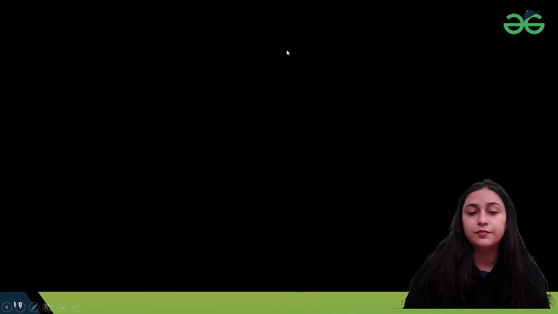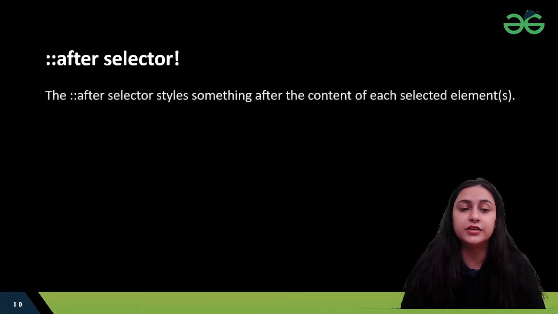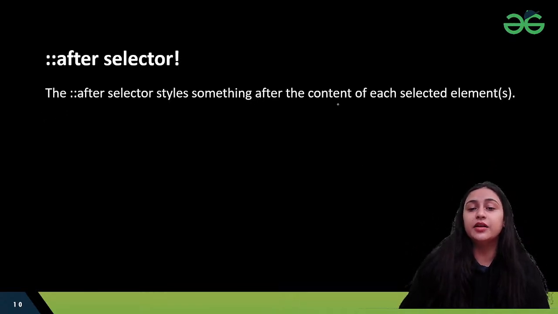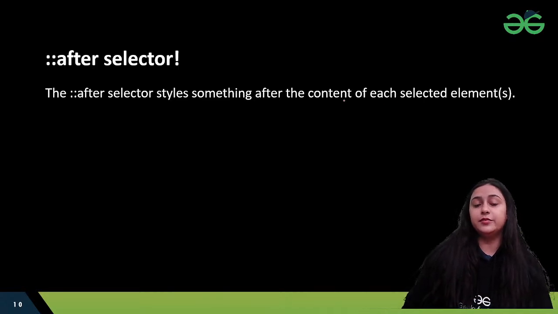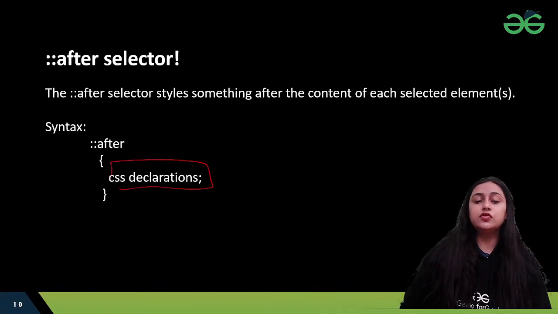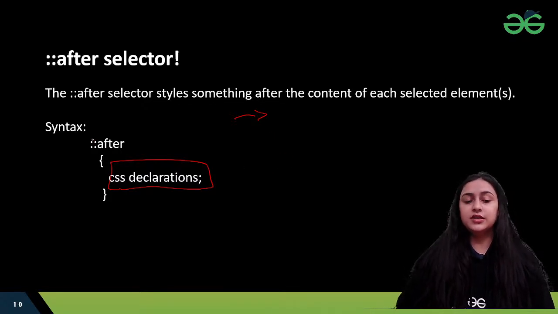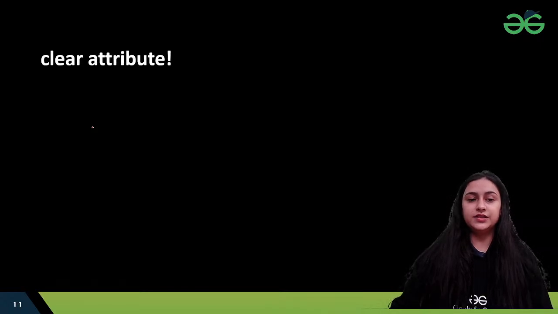Okay, cool. Next is the after selector, basically the double colon after selector. So this selector styles something after the content of each selected element. So here, whatever element you select in the CSS declaration, it styles something after that element. After that, it applies the styling. Okay, so this is the use of the double colon after CSS selector.